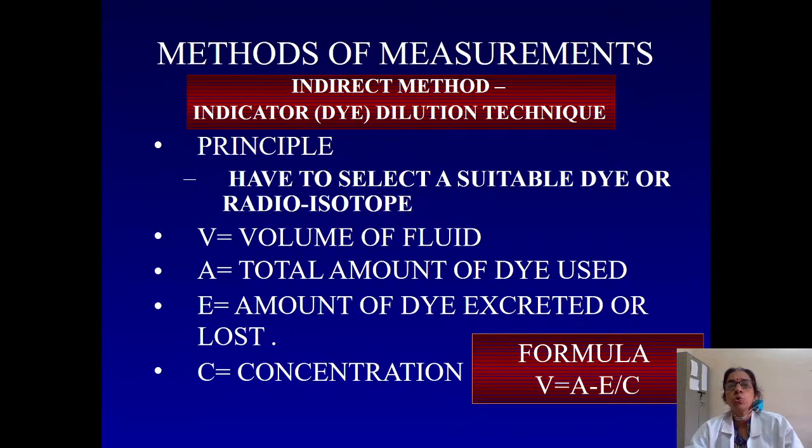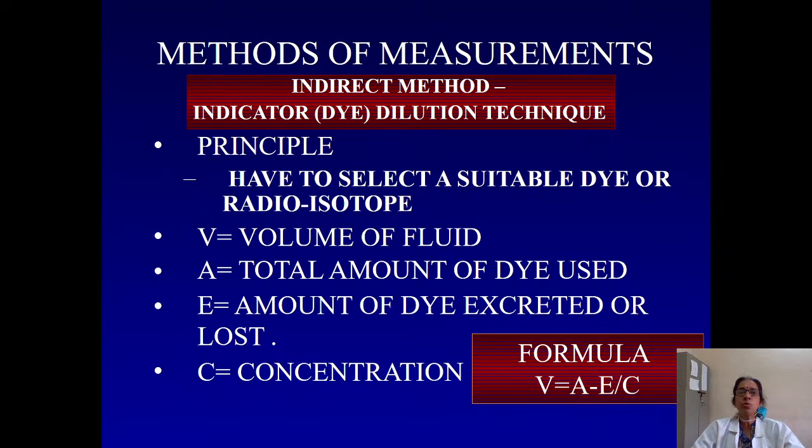Now we want to measure how much body fluid there is. What method do we use? It is called the dye dilution technique, an indirect method. I want to know how much my ECF is, how much my plasma volume is. The method of measuring it is called the dye dilution technique. We use some dye, and we know how much the dye is going around and mixing with the fluid.